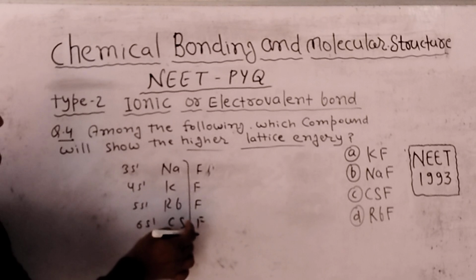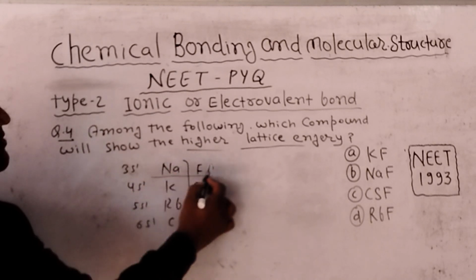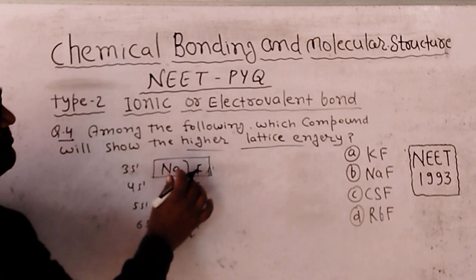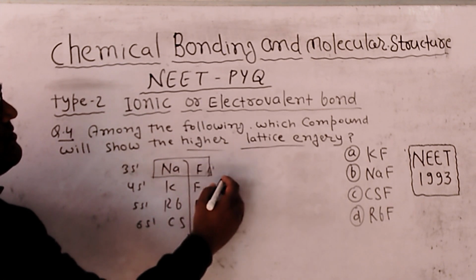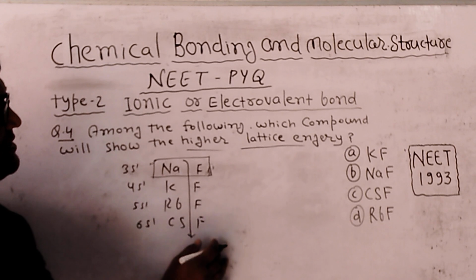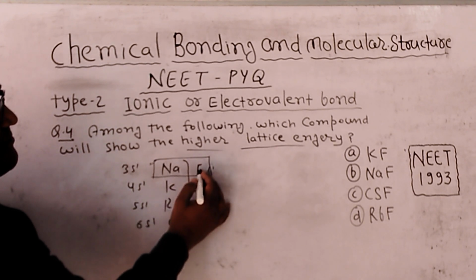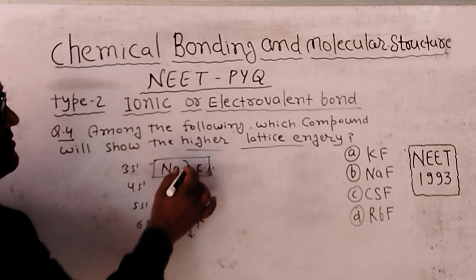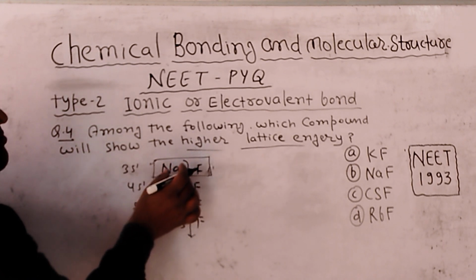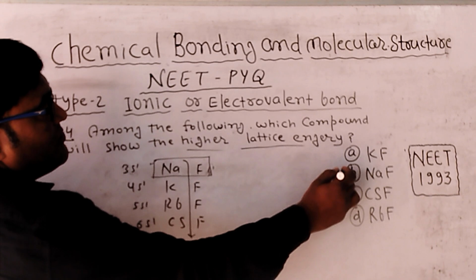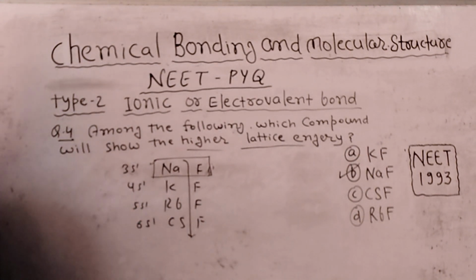So the maximum lattice enthalpy is shown by sodium fluoride, because the atomic size of sodium is very small and the size of fluorine is constant. So cations and anions attract very strongly in sodium fluoride. So the lattice enthalpy for sodium fluoride is very high. This is the correct answer, answer B.